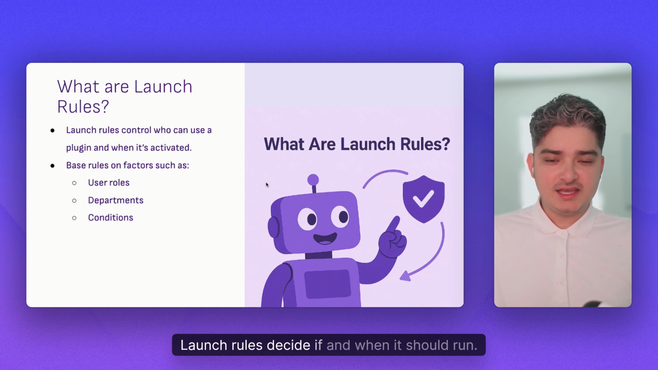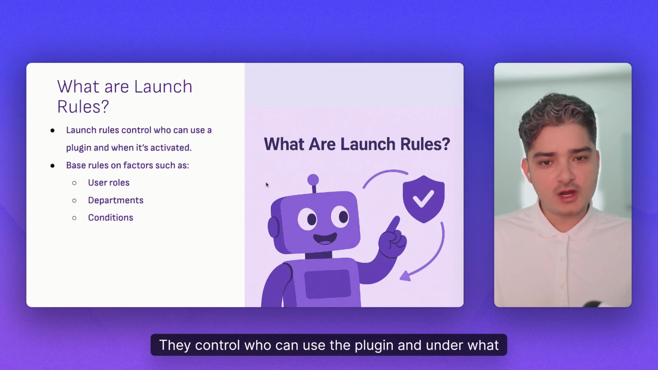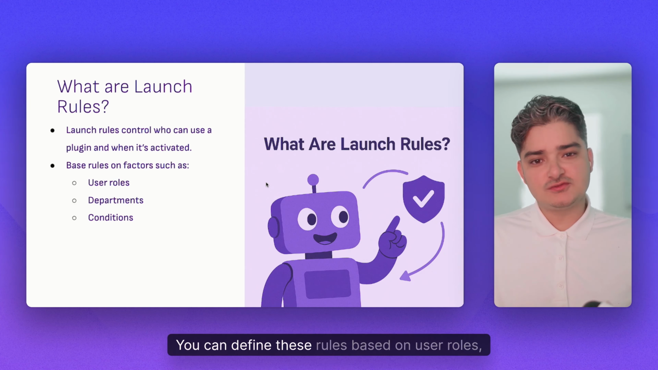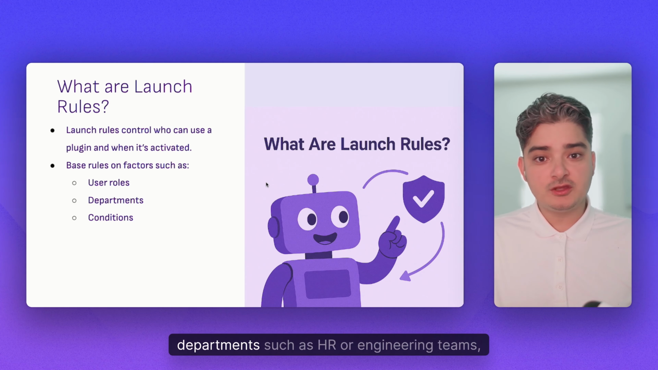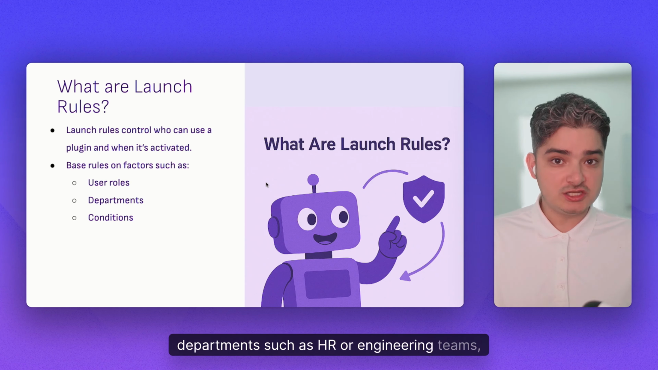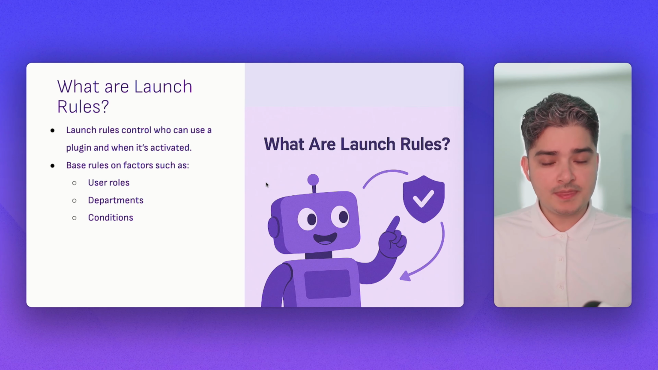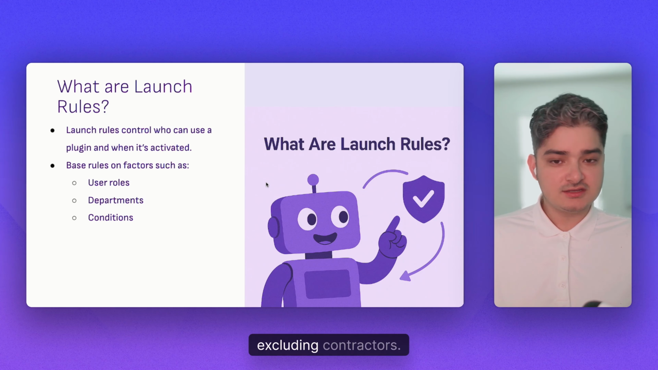Launch rules decide if and when it should run. They control who can use the plugin and under what conditions, ensuring only authorized users get access. You can define these rules based on user roles, like limiting access to full-time employees, departments such as HR or engineering teams, or conditions like only allowing the plugin to be run on the weekday. For example, you might restrict an employee onboarding plugin to HR staff, excluding contractors.